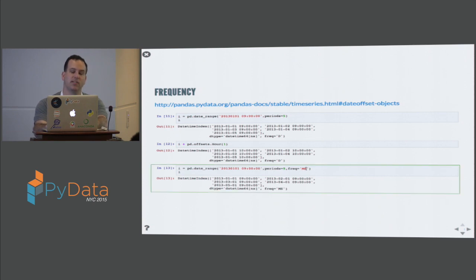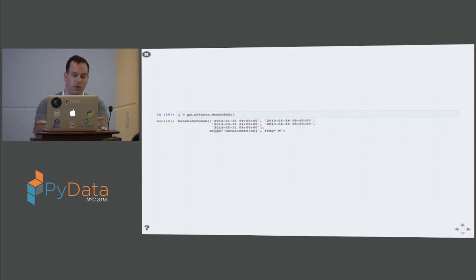You could even do things like month start. So what I'm doing is constructing an index here, and then I'm saying, okay, give me the same time, but on the first of every month. And there's a myriad of ways of doing these things to construct exactly what you want. Here's a month end.